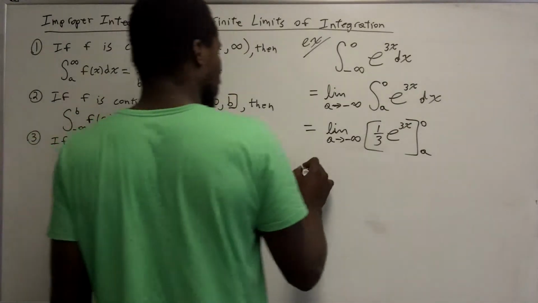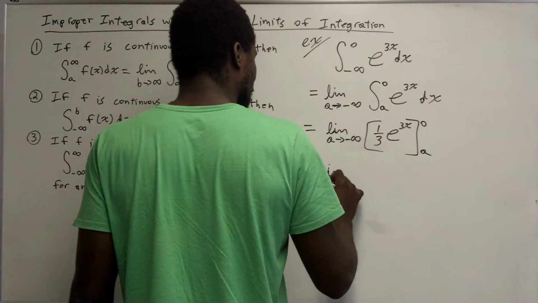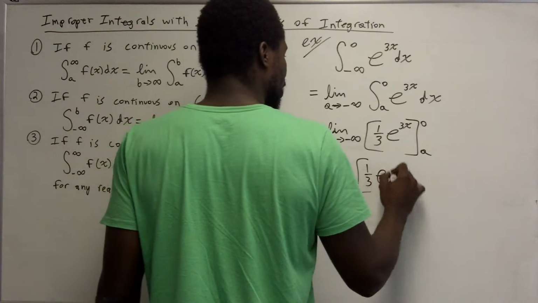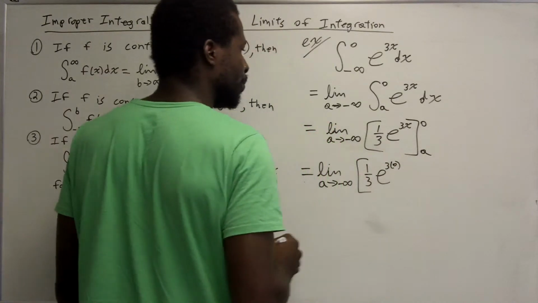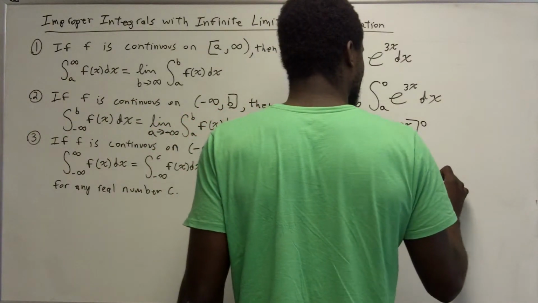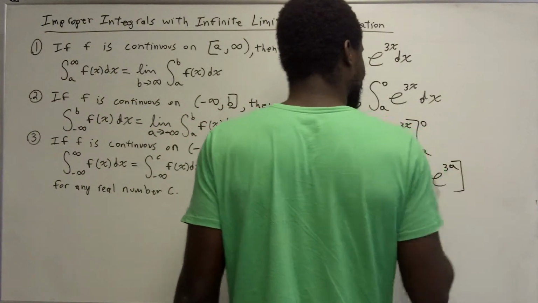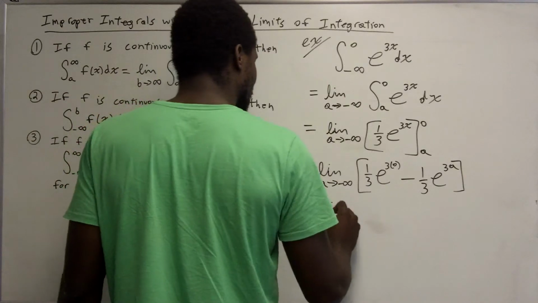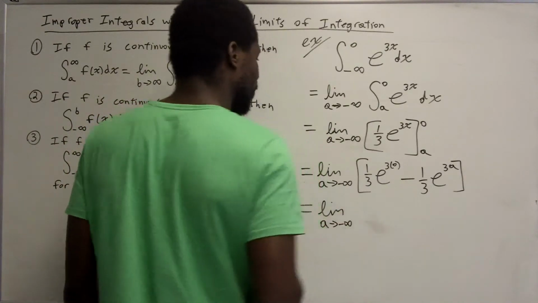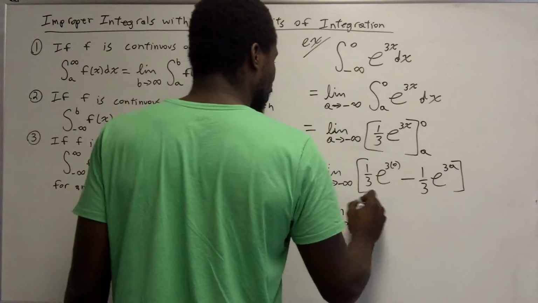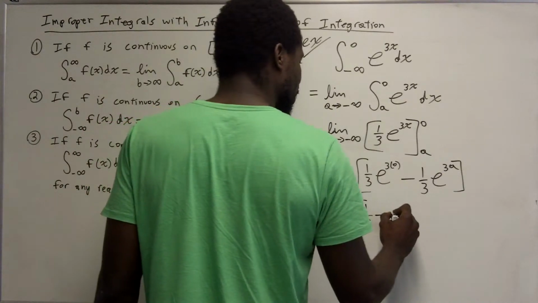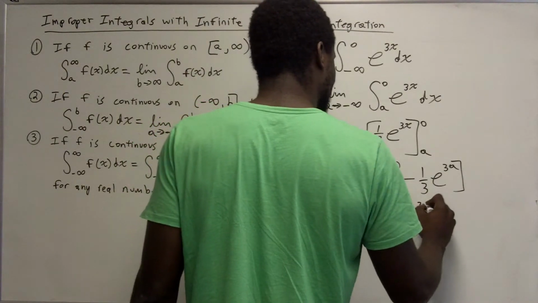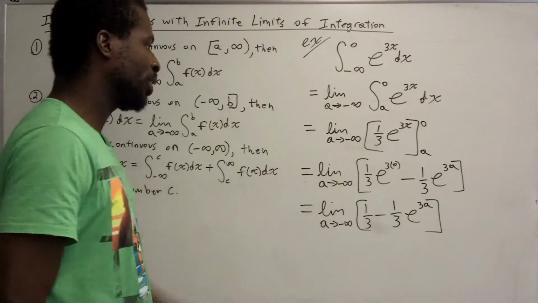Now I'm going to plug in my limits. This is going to equal the limit as a approaches negative infinity of 1/3 times e to the 3 times 0 power, minus 1/3 times e to the 3 times a power. 3 times 0 is 0, and e to the 0 is 1, so this is equal to the limit as a approaches negative infinity of 1/3 minus 1/3 e to the 3a, and now I'm going to take the limit as a approaches negative infinity.